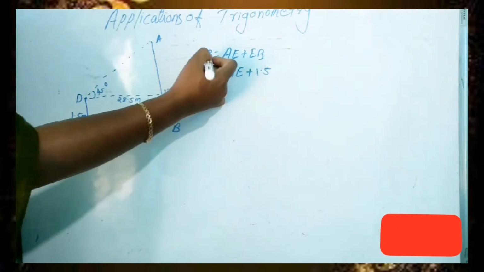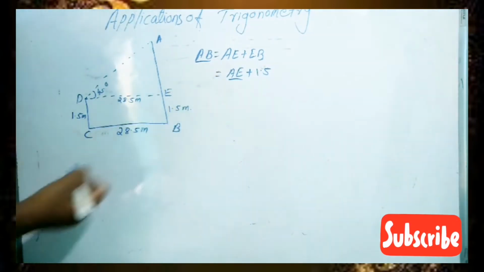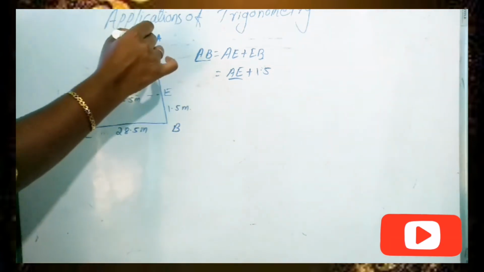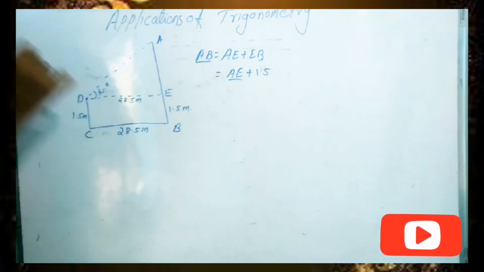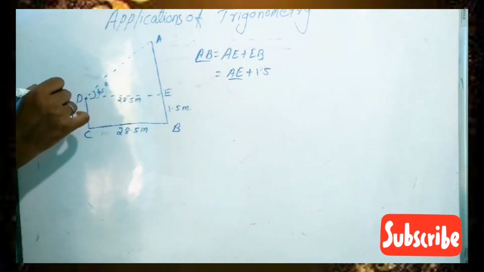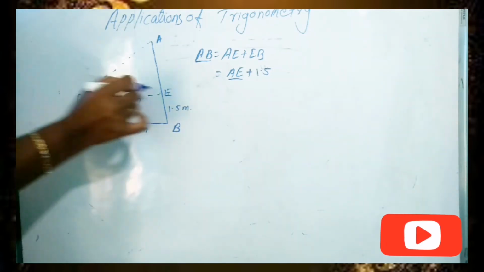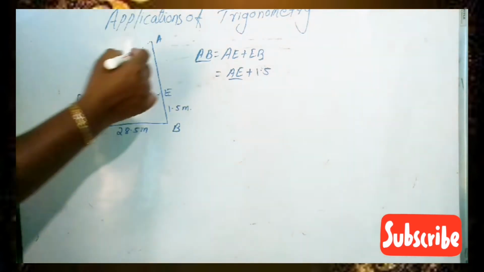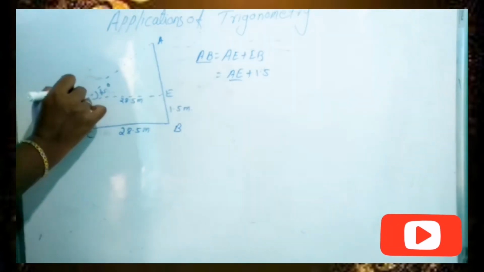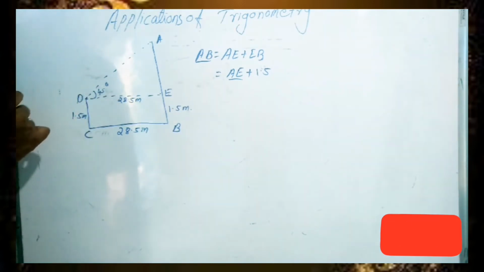If we want to find AB, we need to get the length of AE. If you consider triangle AED, in that triangle we know one angle and the length of one side is also given. So in that triangle we will consider one trigonometric ratio in terms of AE and the given side, where the angle is 45 degrees.